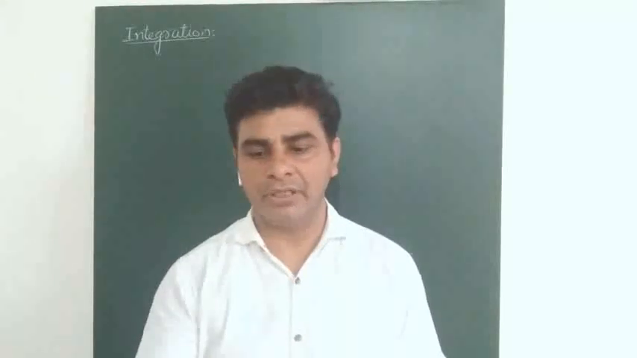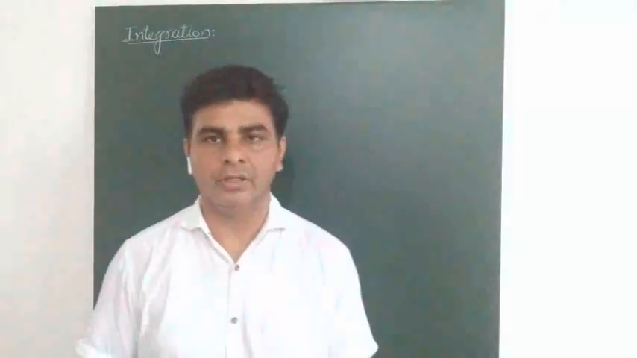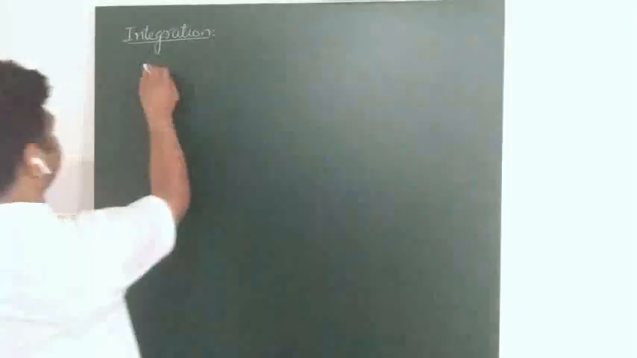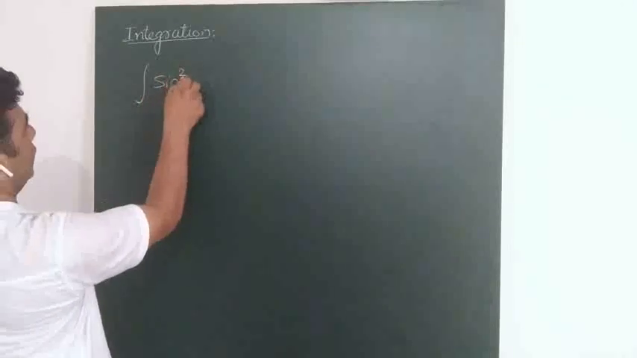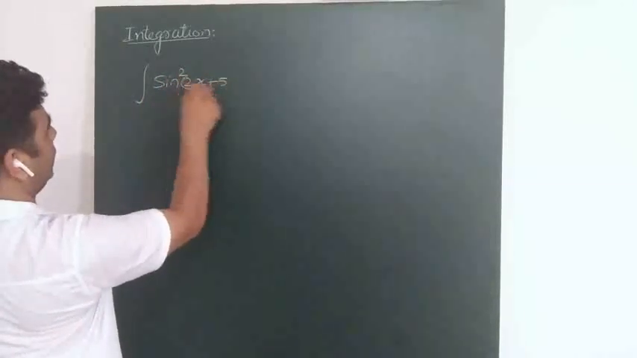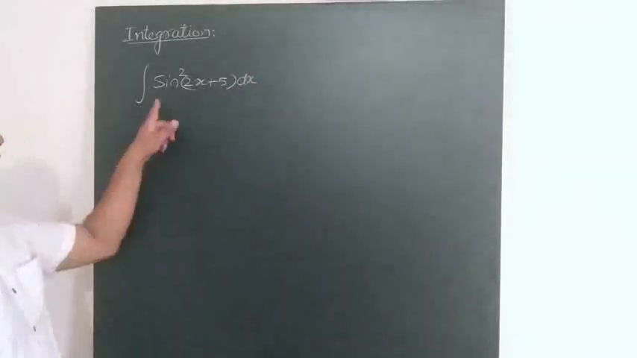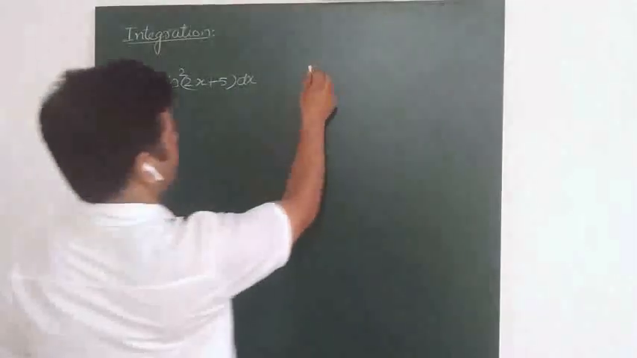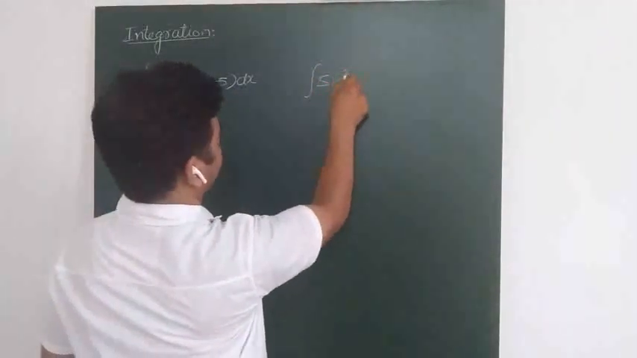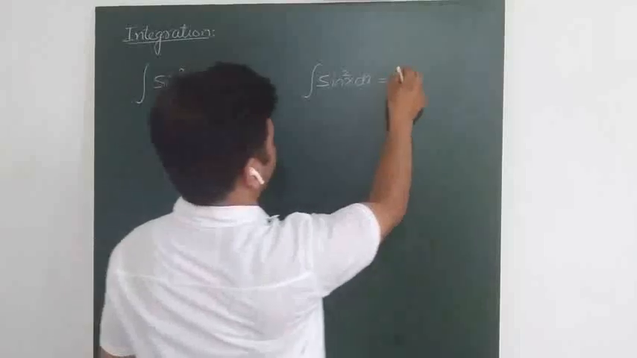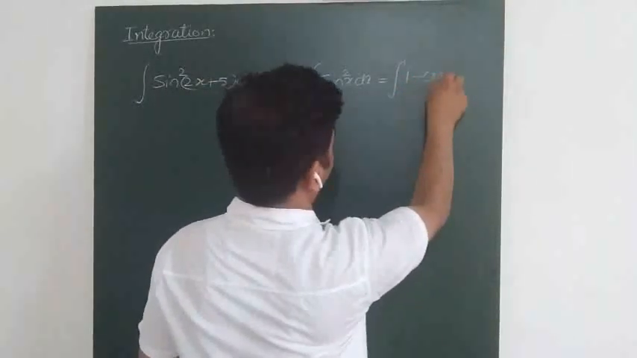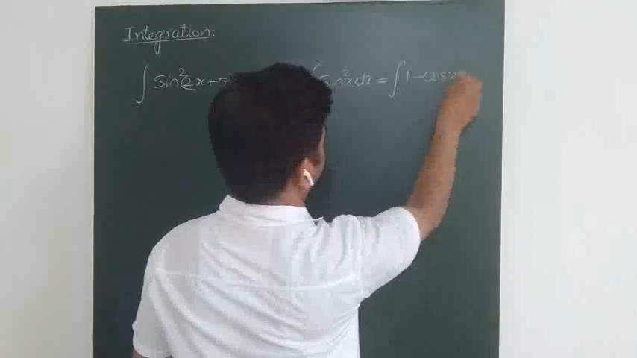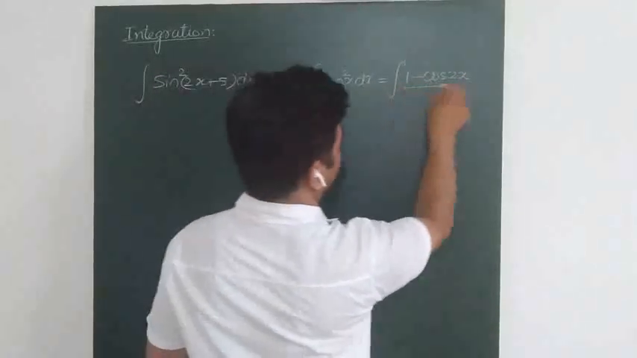So we will continue this topic with exercise 7.3, and let's do question number 1, which is given as integration of sin square (2x plus 5). So as I have told you, if sin square x is given to you, then this needs to be broken in the form of 1 minus cos of 2 times the angle that I have in the sin function, divided by 2.